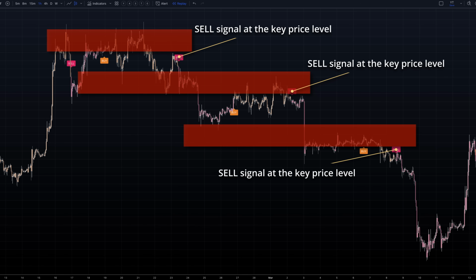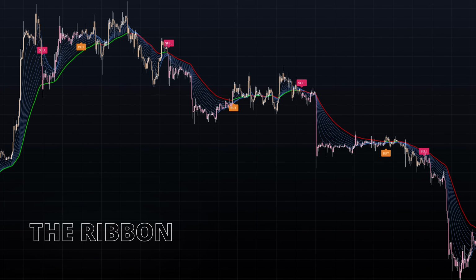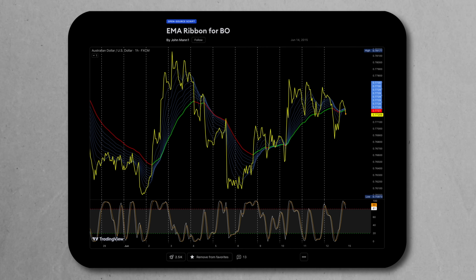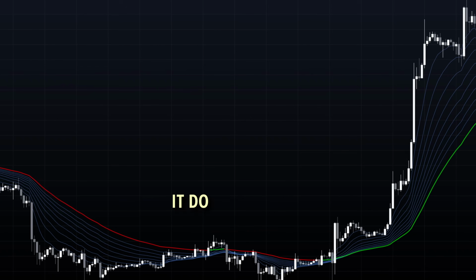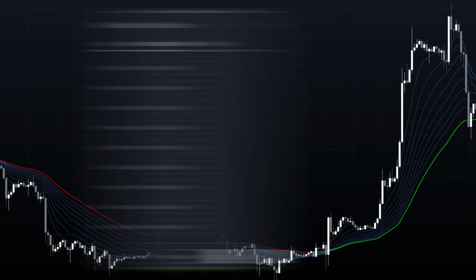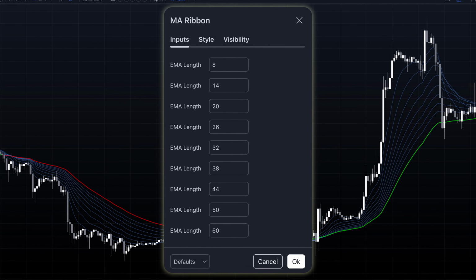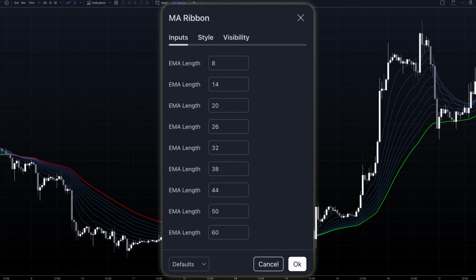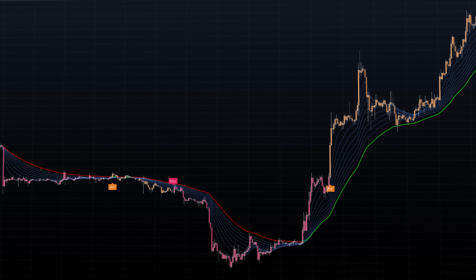So, to identify the main trend direction, we'll use a fully customizable EMA Ribbon. It's called EMA Ribbon for BO by John Mann 1. It doesn't require too much of an explanation. It's a set of 9 EMAs, by default set from 8 to 60 periods, but those are fully adjustable to your needs. As you can see for yourself, these two together look quite effective on a chart.